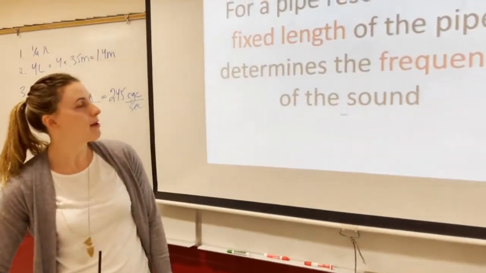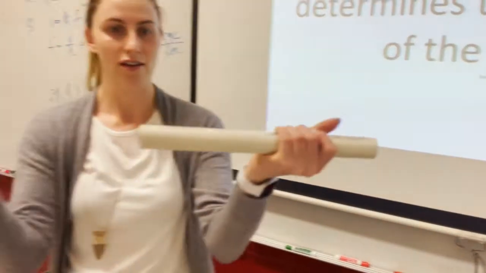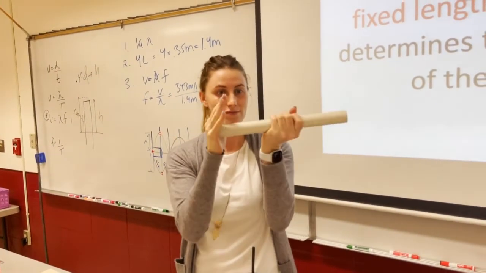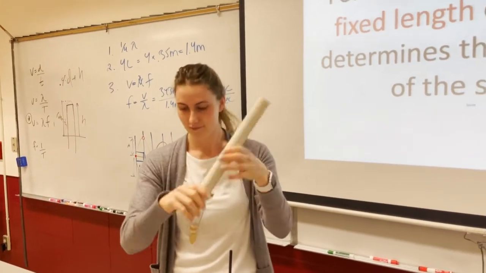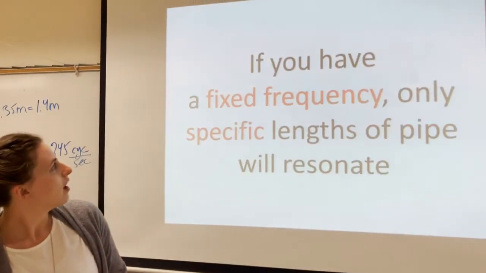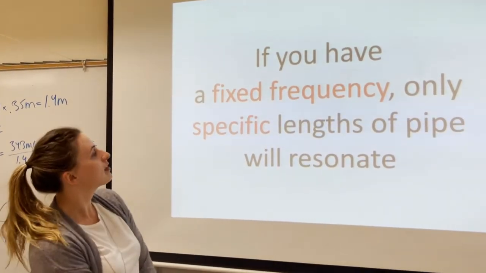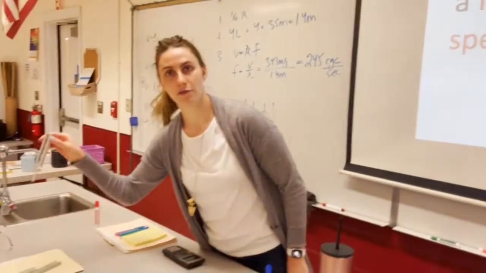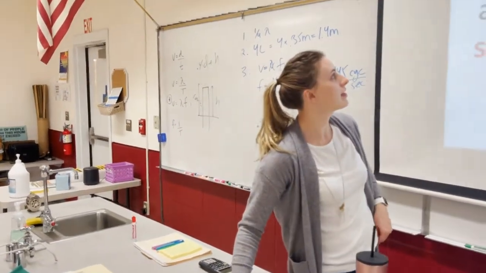Okay, I'm going to come to that one in a second when we change the length. But you guys saw that, right? We had to have that pipe at a fixed length. We get the sound because it's at the specific length. And that's only one frequency you're going to get out of that. You'd have to have a different length pipe to get a different frequency. If you have a fixed frequency, only specific lengths of pipe will resonate. Like with this fixed frequency, we have to get that to a specific length to get it to resonate.